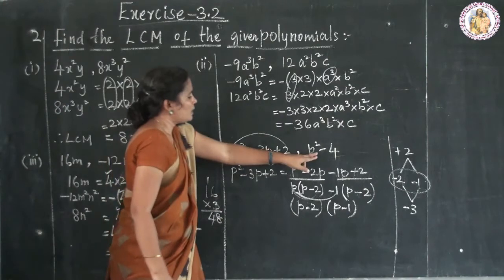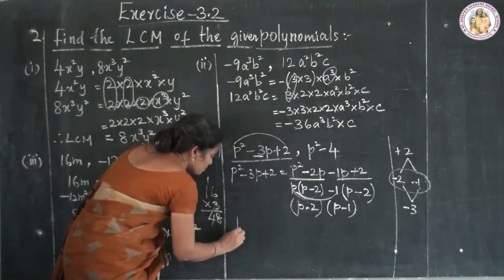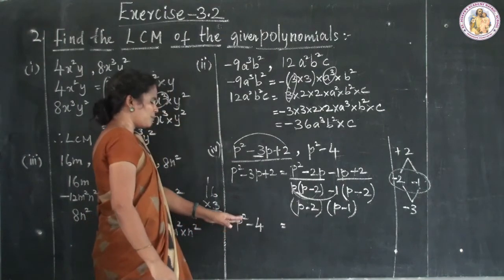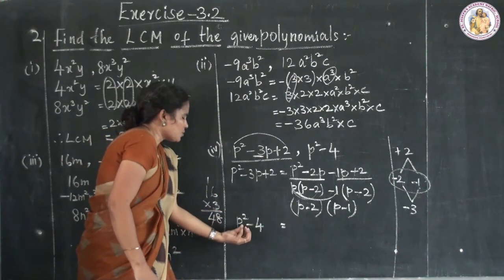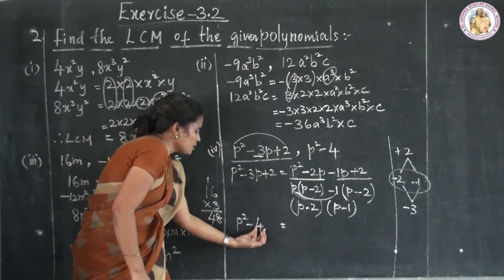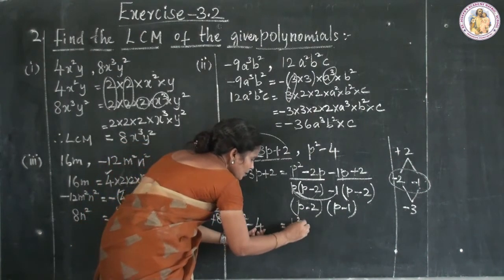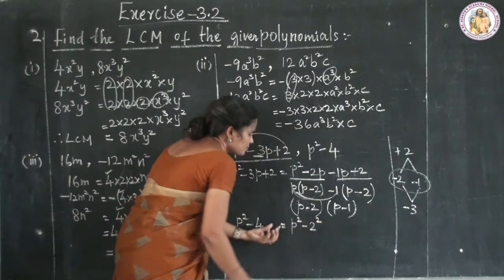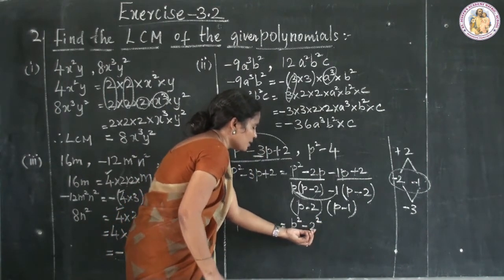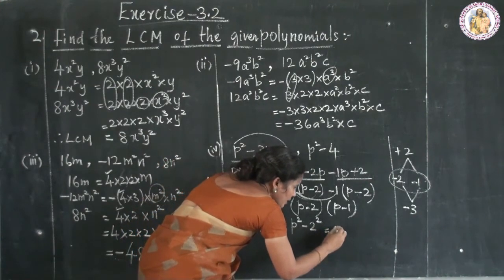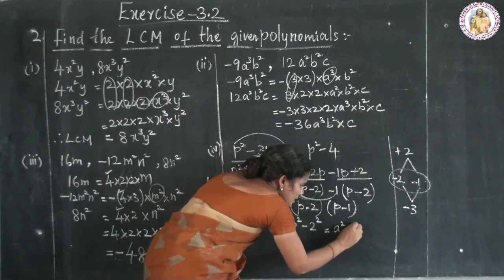Okay. And now let us go with the next term, that is p square minus 4. P square minus 4 is nothing but p square, and if it is p square here, 4 will also become 2 square. That is p square minus 2 square, so 2 into 2 is 4. So this p square minus 2 square resembles a square minus b square.